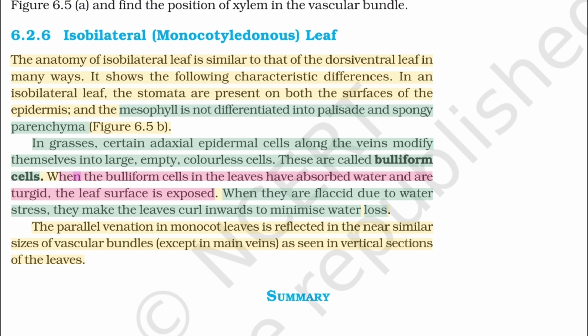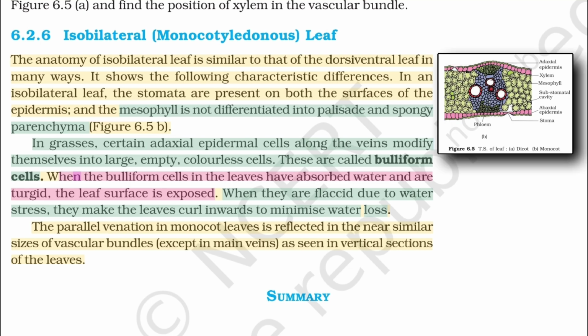6.2.6 Isobilateral monocotyledonous leaf. The anatomy of the isobilateral leaf is similar to that of the dorsiventral leaf in many ways. It shows the following characteristic differences. In an isobilateral leaf, the stomata are present on both the surfaces of the epidermis, and the mesophyll is not differentiated into palisade and spongy parenchyma, Figure 6.5b.